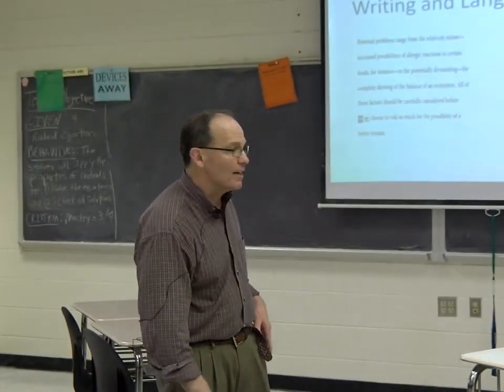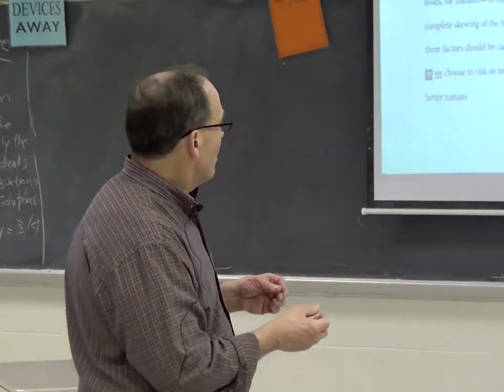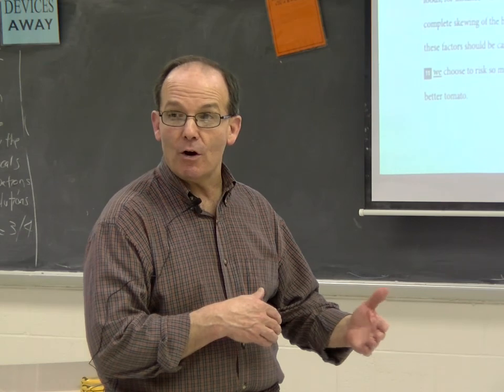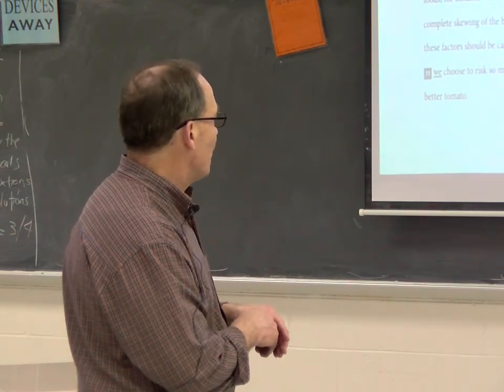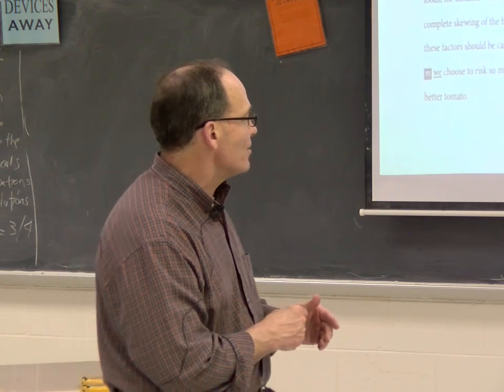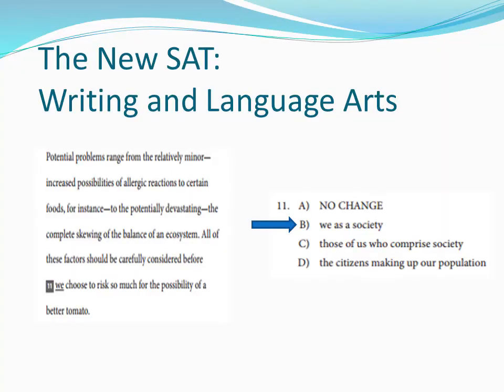And so the way to fix that is to make it more specific. We as a society, that's the we. There's where the author's talking about. We as a society must carefully consider these risks, those of us who comprise society. Now what's wrong with that? Didn't B just say the same thing a lot shorter, concisely? Yeah. And then the other one, the citizens making up our population, that's really twisted and turned around, right? We as a society does two things. It concisely identifies who is making the decisions, and it makes it not ambiguous. It really defines it for us. So our correct choice there would be B, all right?